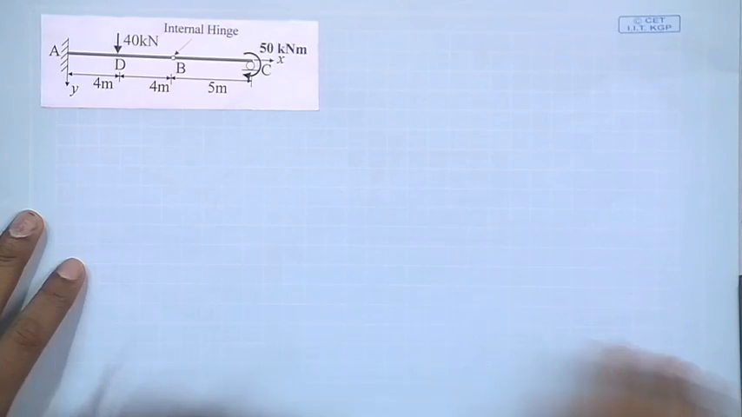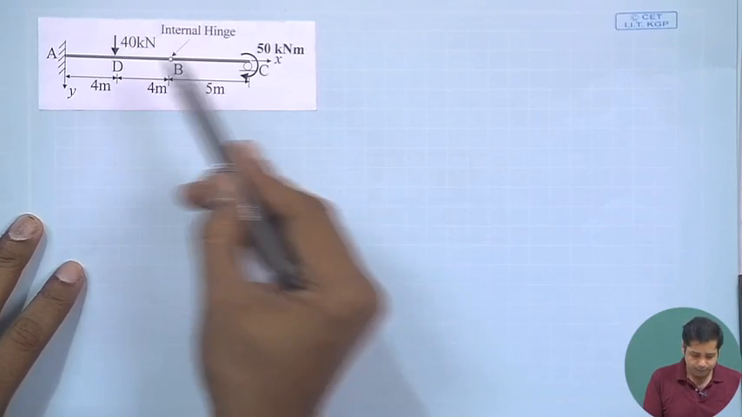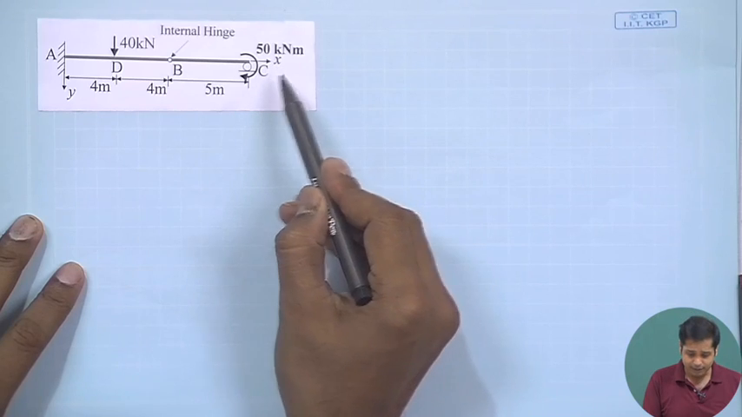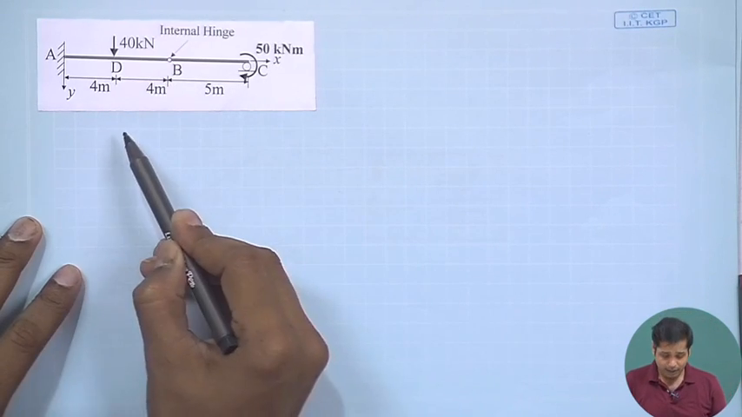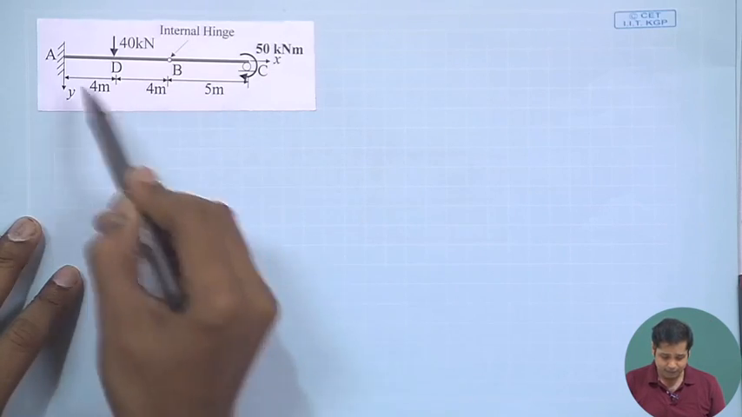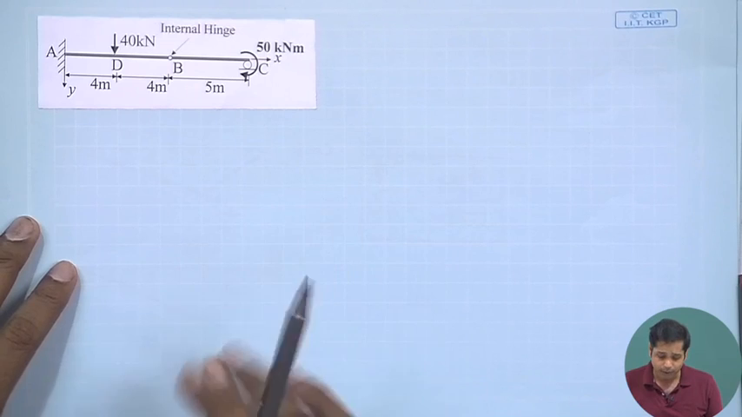Okay. Now suppose this is the problem. Now we have a fixed end, and then this is a roller support and one internal hinge here, and then lengths are given. This problem is taken from the structural analysis book by Hibbeler.